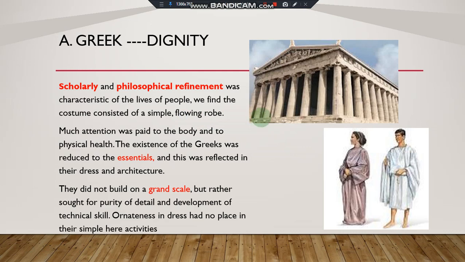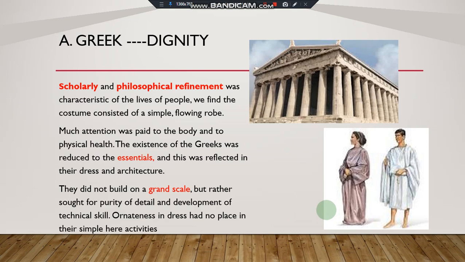Philosophical refinement means everything that goes on inside the human mind in the form of thoughts, ideas, and information. The Greek wants to improve their welfare. No? So, meron silang scholarly and philosophical refinement. So, that is the characteristic of the people in the Greek region, or na lugar. So, much attention was paid to the body and to physical health. So, ang ano nila is more on physical health. The existence of the Greek was reduced to the essentials.